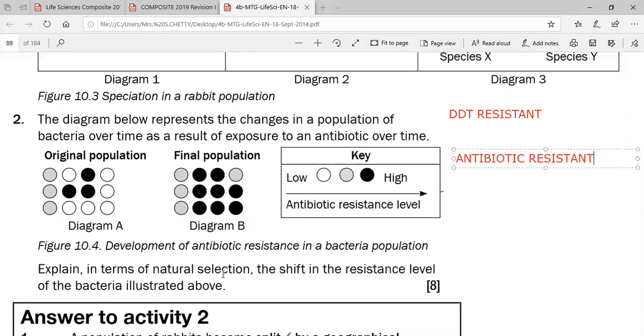Explain in terms of natural selection the shift in resistance level of the bacteria illustrated above for 8 marks. So remember, if we're looking at natural selection, you first have to talk about the variation that exists, which one conferred on the bacteria a favorable characteristic, which one did not confer a favorable characteristic. Okay, so let's look at the memo here.